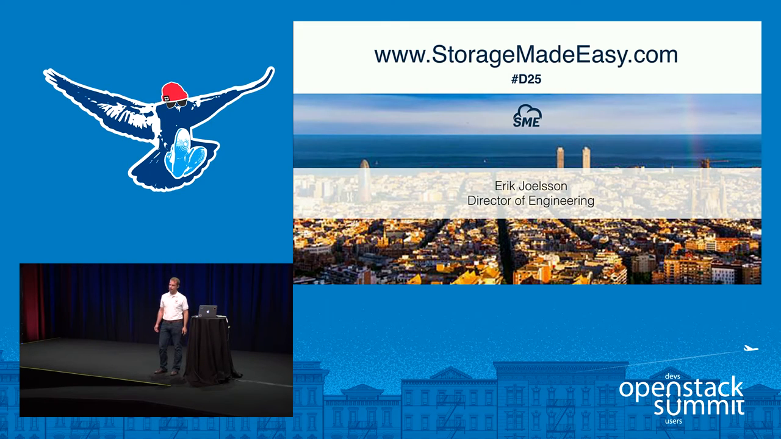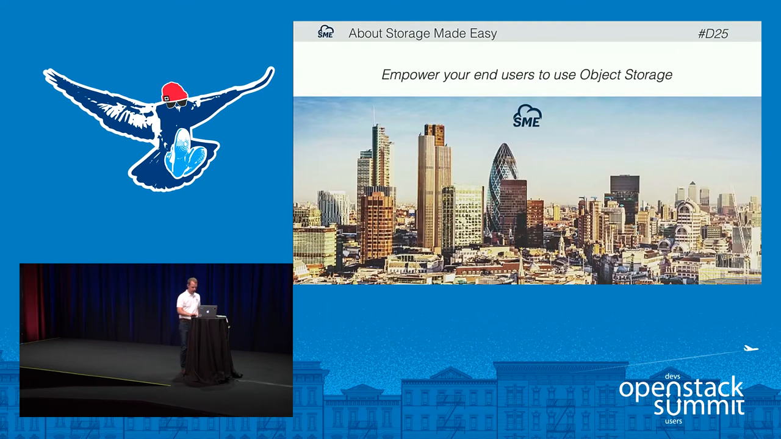And we have a file sharing product where we, among other things, make object storage available to corporate end users. So as most of you know, you have a big Swift cluster, you have a Ceph cluster, and it's really hard to get corporate adoption. How do you take advantage of this tremendous storage system with end users in your corporation? It's hard to move it outside of the IT department.